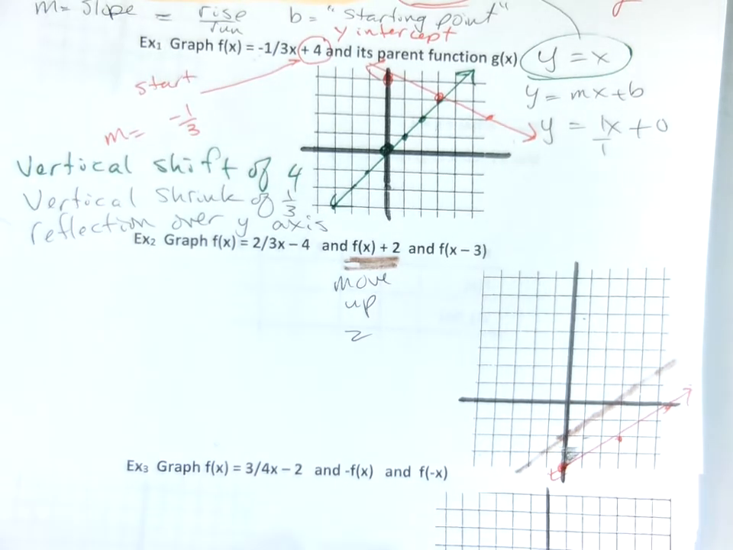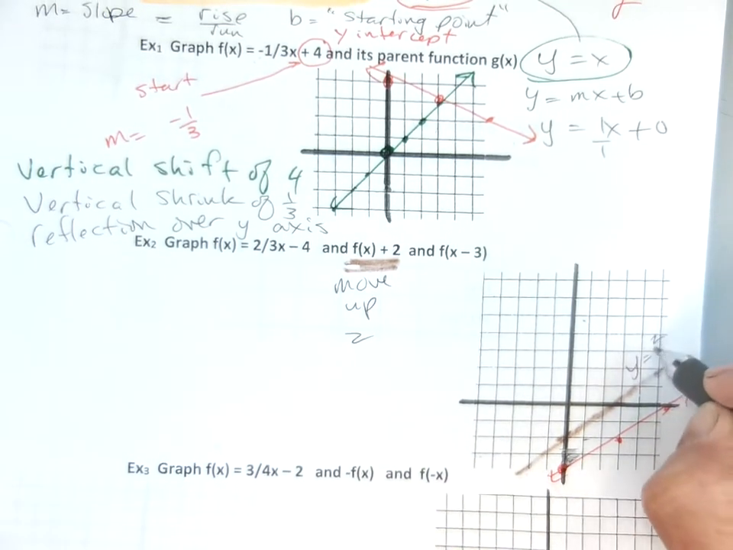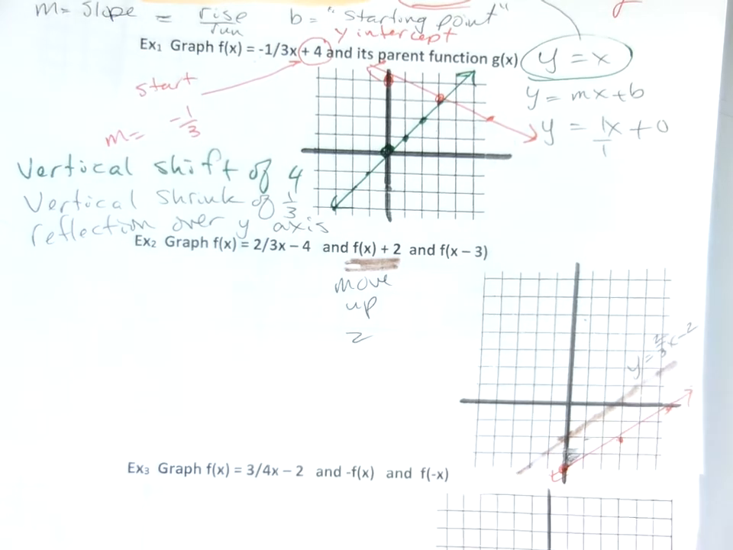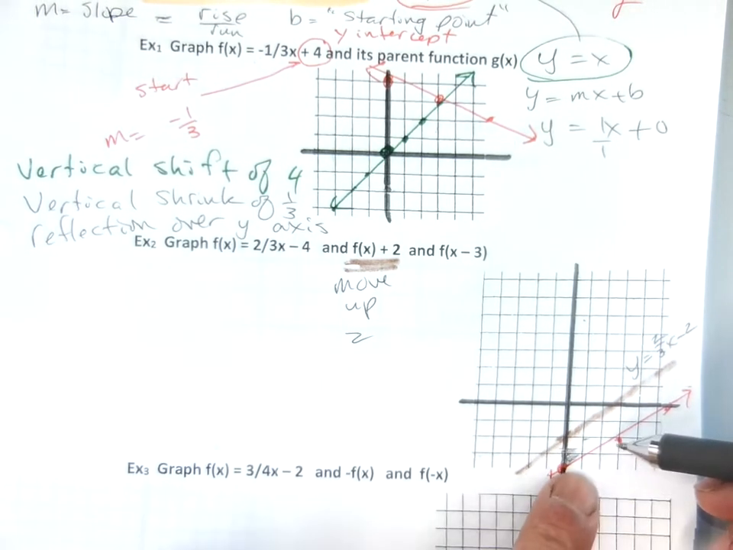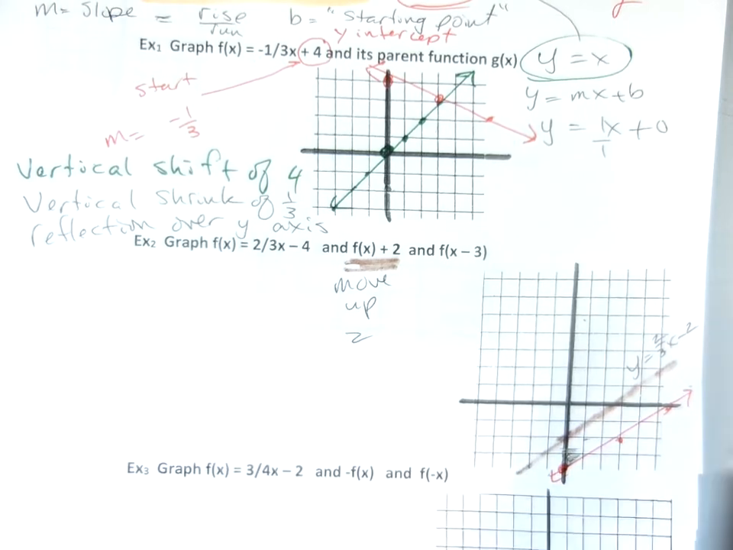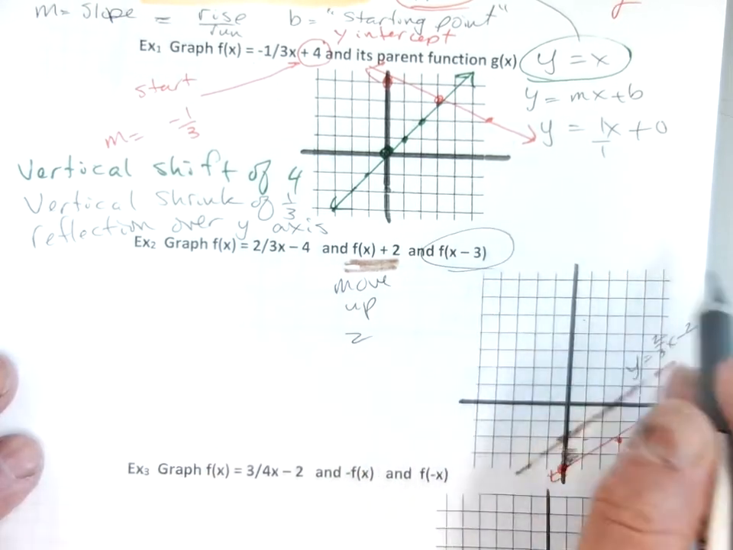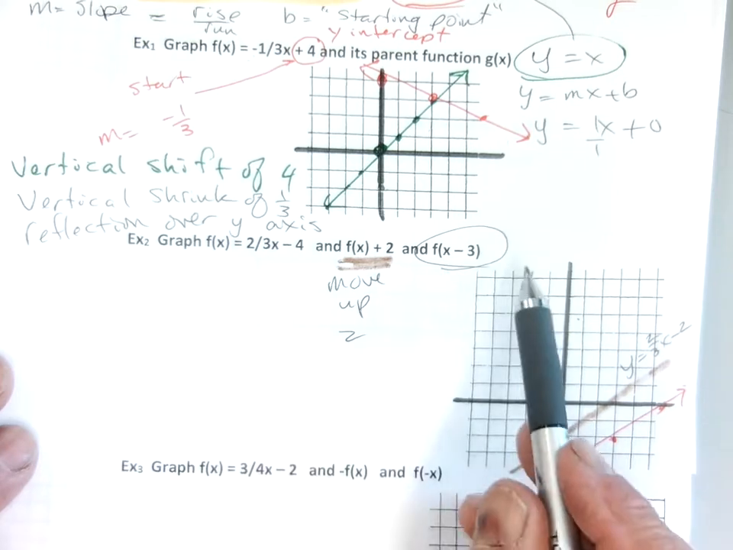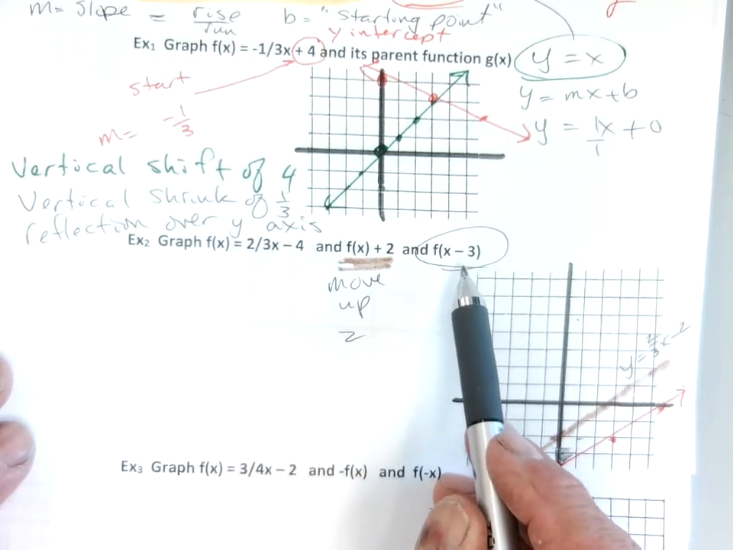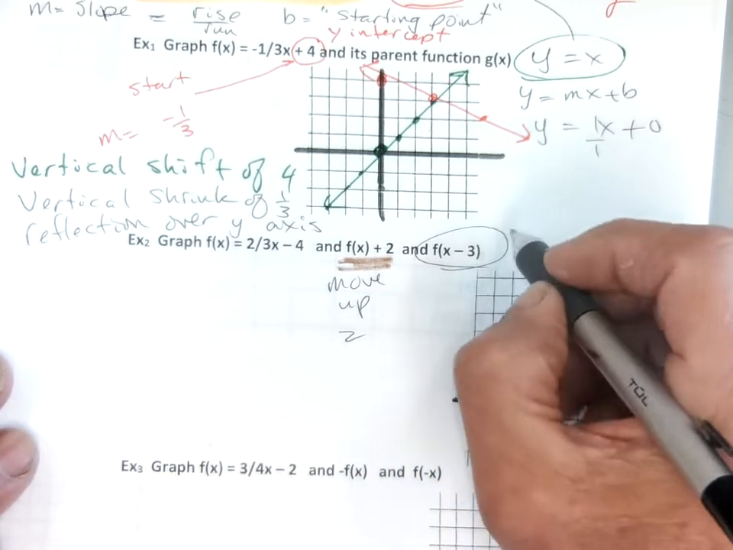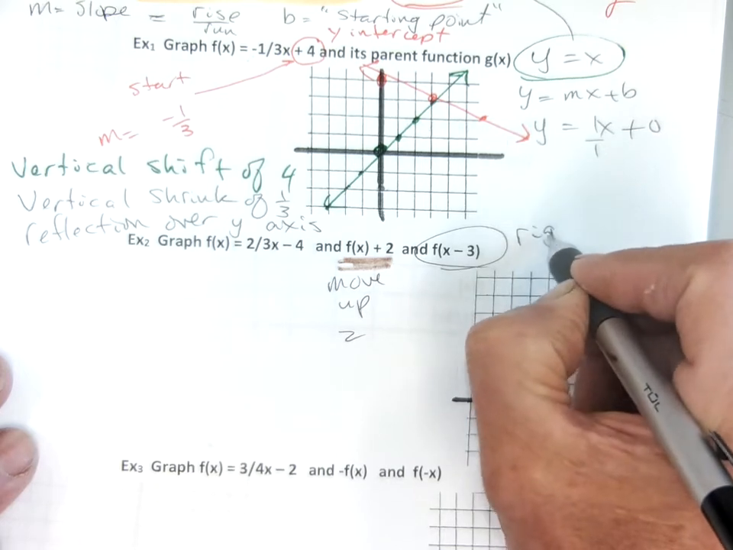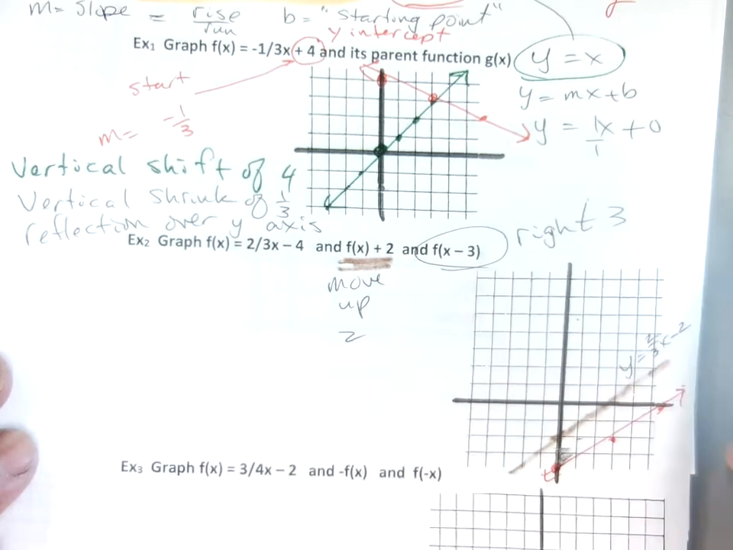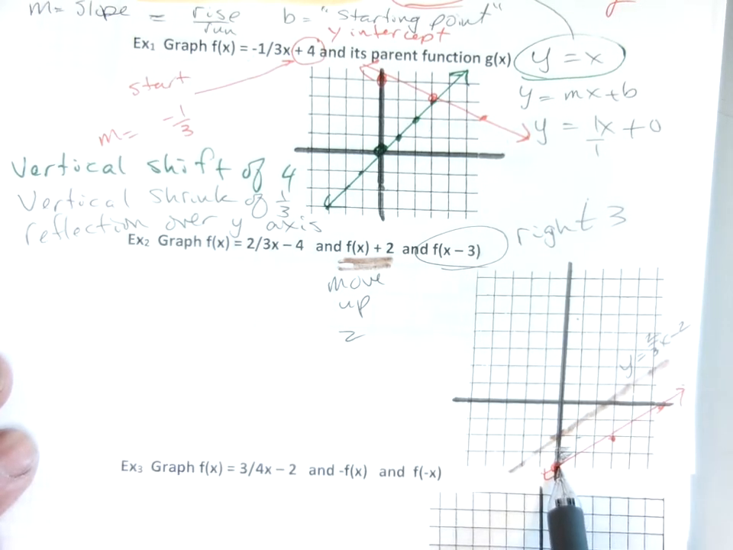And that equation would be y equals 2/3 x minus 2, right? So I just took my graph and moved it up 2. Easy, right? Because of the +2 here. Remember me doing my silly little dance? This is my silly little dance. I'm going to move it to the right 3. So I'm going to take this graph and move it to the right 3.